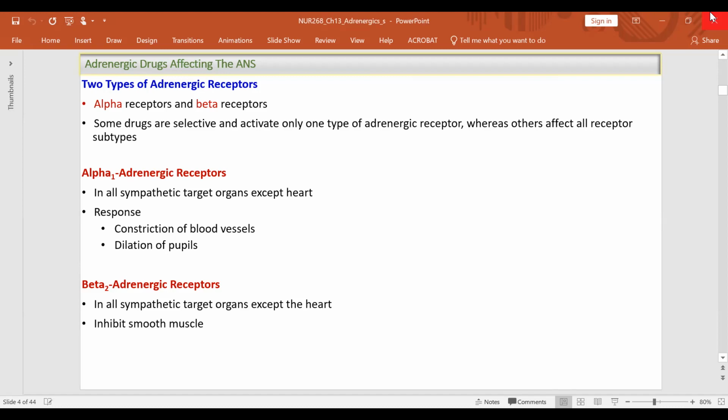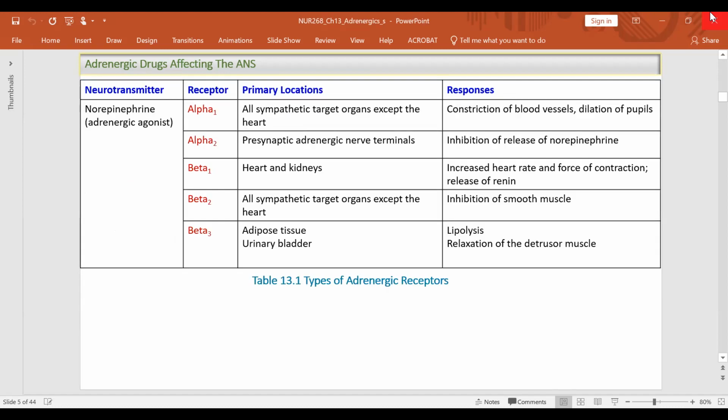So the alpha-2 adrenergic receptors at the presynaptic adrenergic neuron terminals are found, and they inhibit the release of the norepinephrine. The beta-2 adrenergic receptors are found in all sympathetic target organs except the heart, and they inhibit smooth muscle.